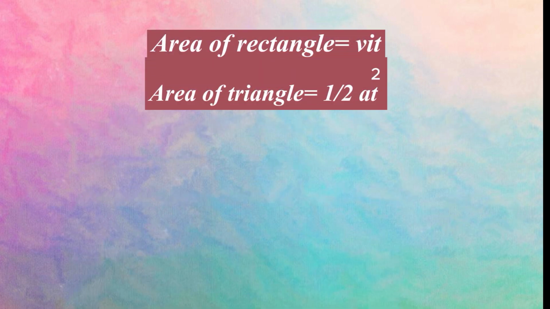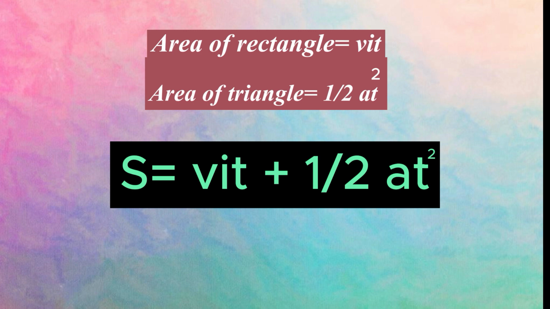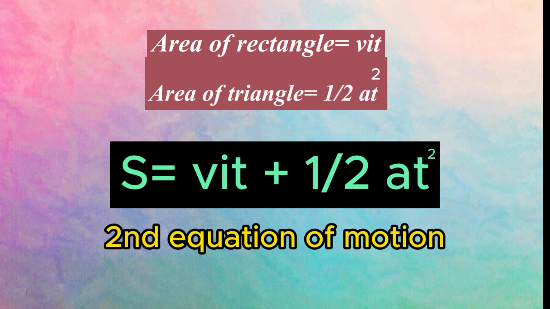Now putting the area of the rectangle and the area of the triangle in equation 1, we get s is equal to Vi t plus 1 by 2 at squared. This is the second equation of motion.